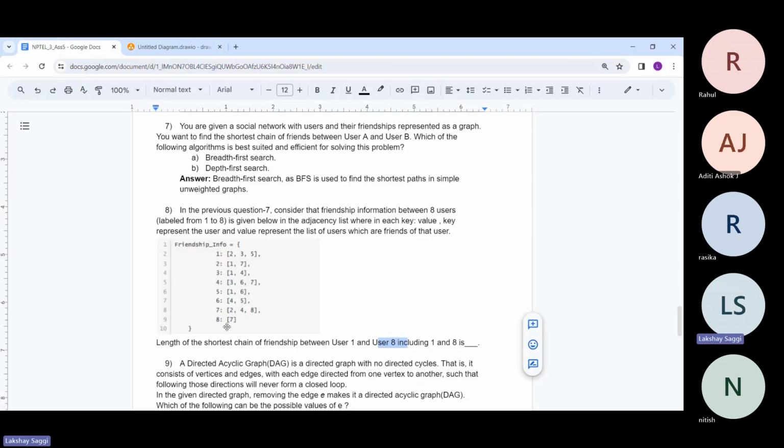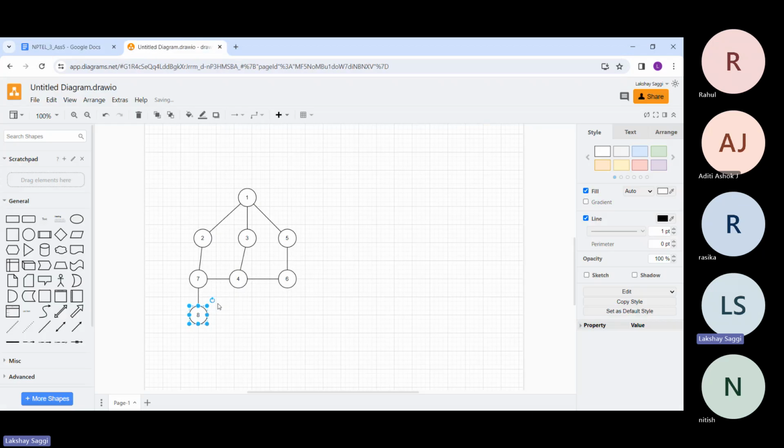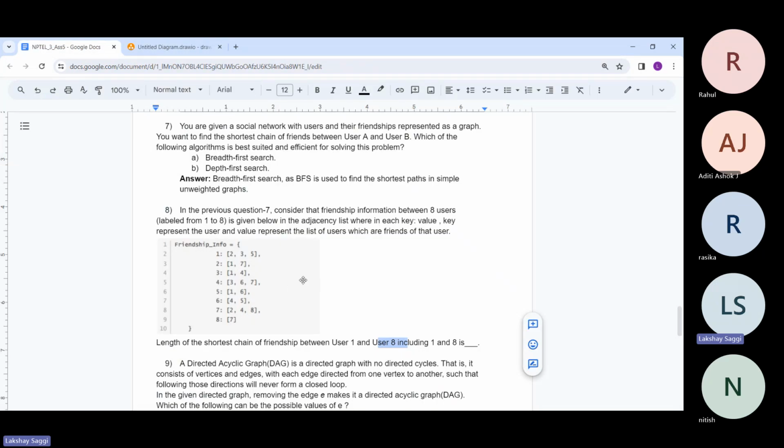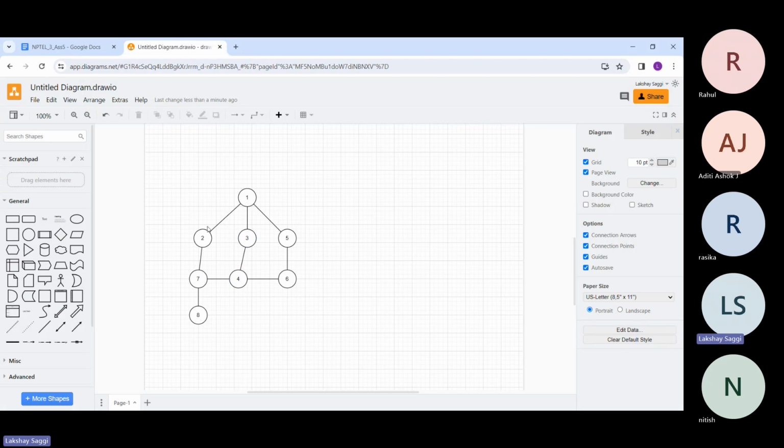And then 8 is just friends with 7. So this is the graph which we obtain out of the given adjacency list. And now we want to find the length of the shortest chain of friendship between user 1 and user 8. So between user 1 and user 8, what will be the shortest chain of friendship?